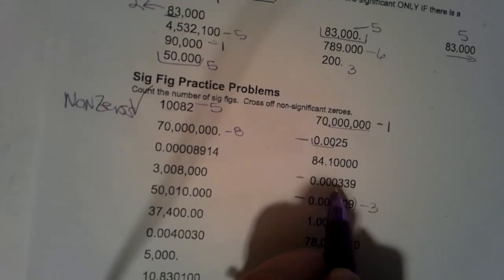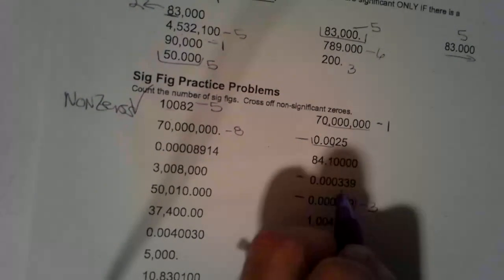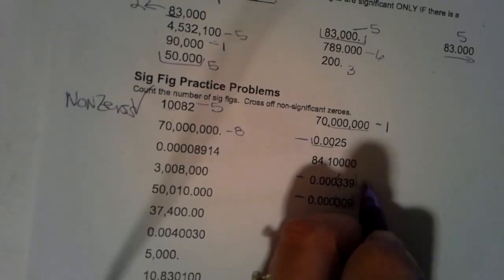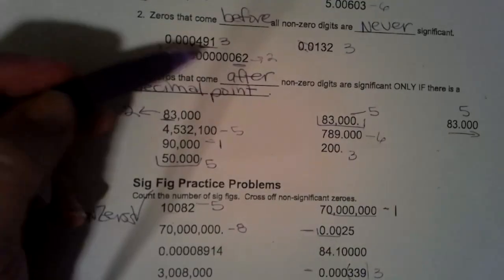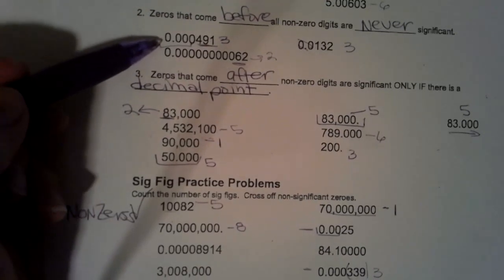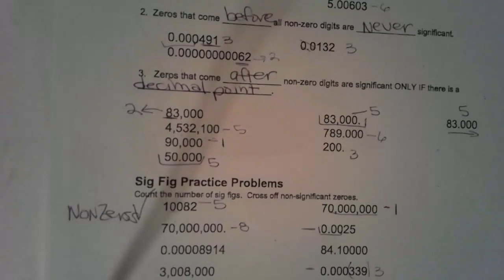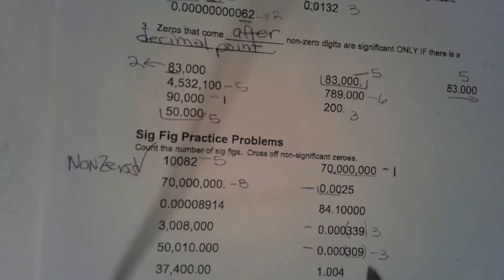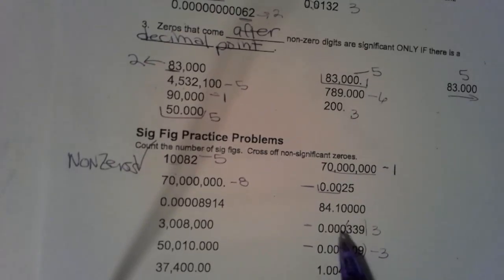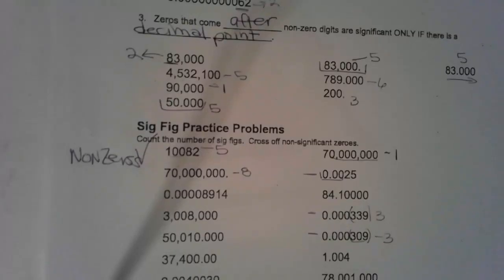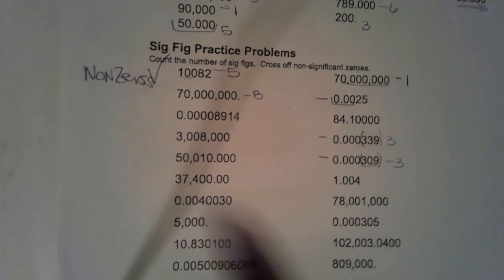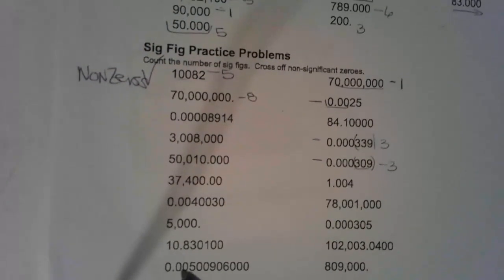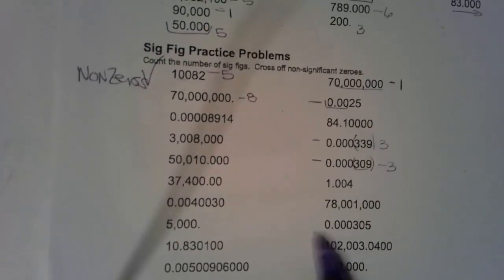When you have the 0.000339, then again, this 339 is considered significant. These zeros in front are like this example here, where they're all less than 1. They're all in front, before all the non-zeros. Zeros in front are never significant. So if they're in front of the non-zeros, then they're considered not significant. So that's why there's 3 here, 3 here. You can see it again here. These zeros in front are not. Okay, we have these zeros in front that are not. These zeros in front are not.